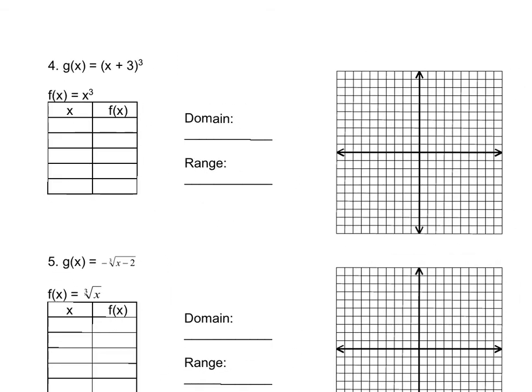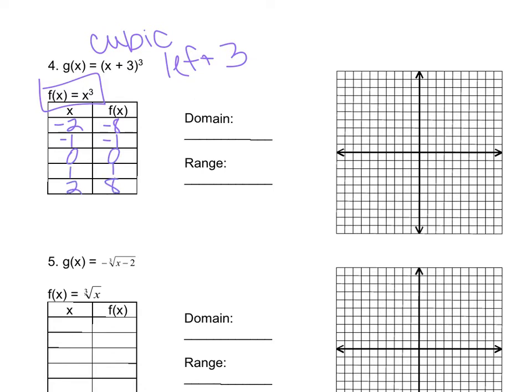So number 4, notice this is also cubic. We have parentheses, which means it'll be a horizontal shift. Remember, horizontal shifts are always the opposite of what's showing. It says x +3, which means you're going to be shifting to the left 3. Filling in your parent function values here, that was -2, -8, -1, -1, 0, 0, 1, 1, and 2, 8.